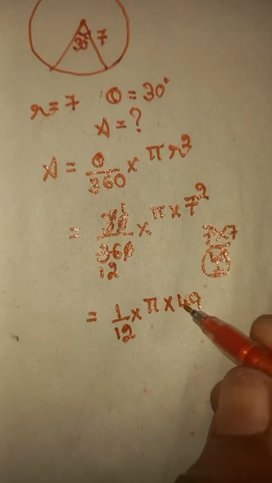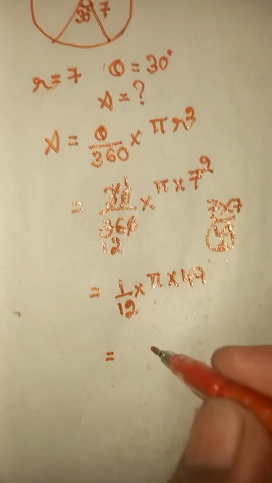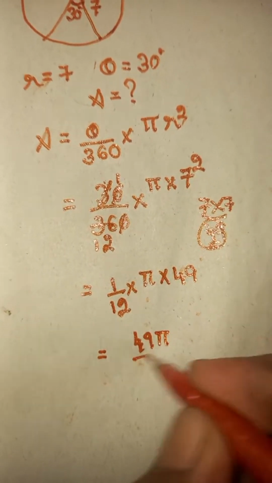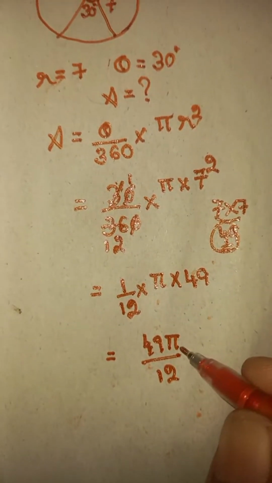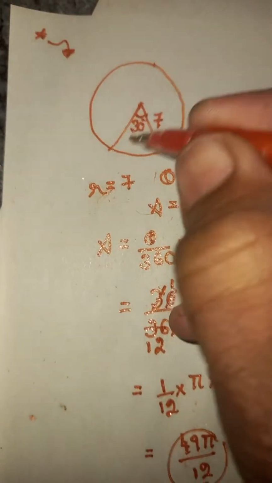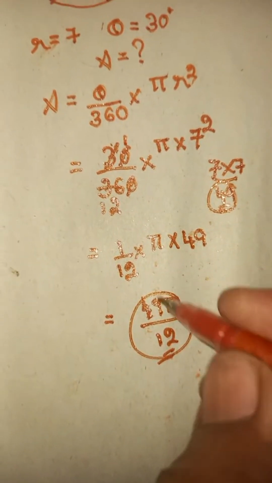You cannot divide 12 and 49, so it becomes 49 pi by 12 square units. That is the area of this sector of a circle. You can expand this pi value and find its complete value.